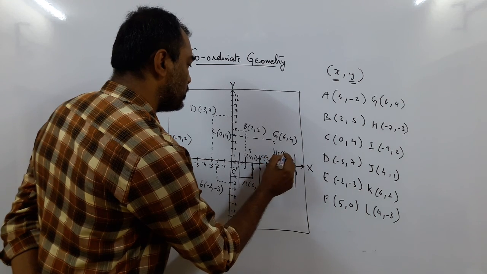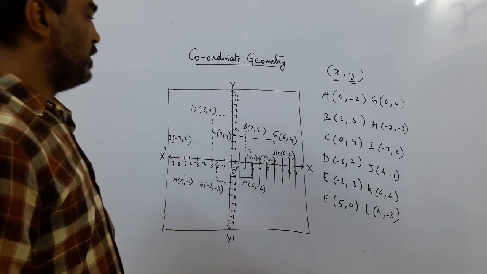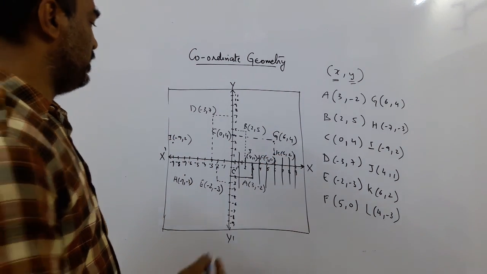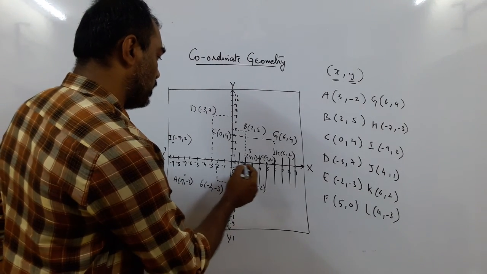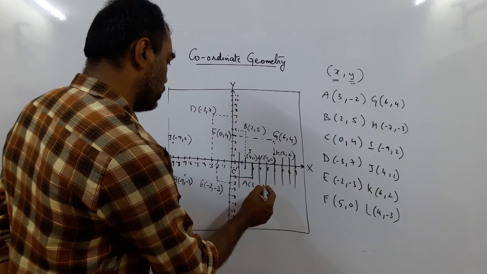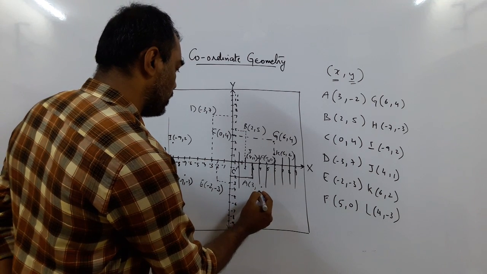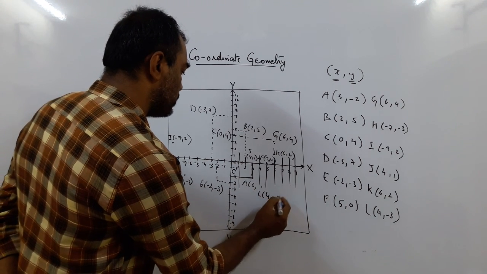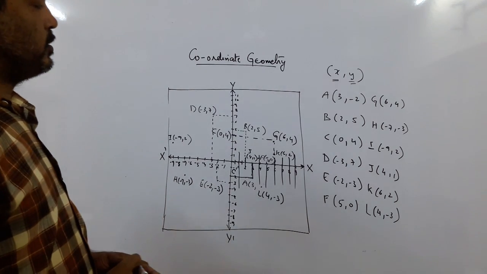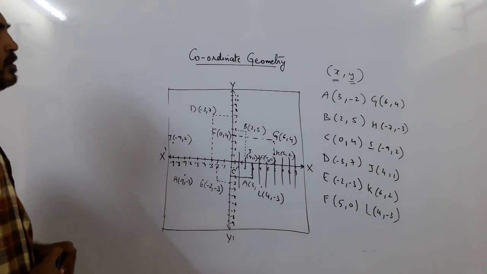So this is the point 6, 2. And last is L, 4, minus 3. So we have 1, 2, 3, 4 and 1, 2, 3. So the point comes here. L, 4, minus 3. Okay. So this is the end of the chapter.